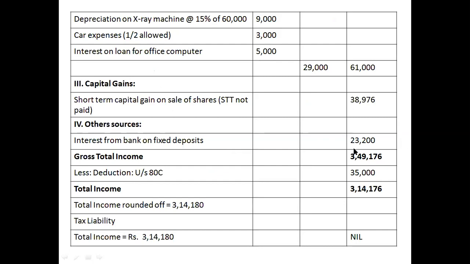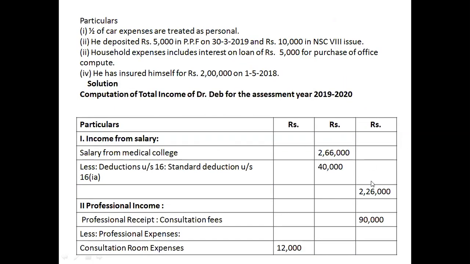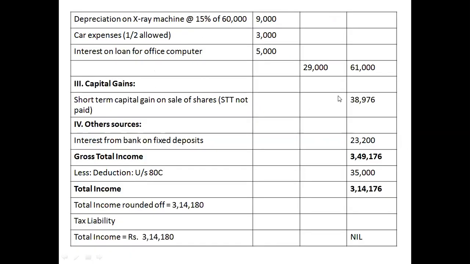So when you add all your income from heads, that is the income from other sources, we have 2,26,000 salary. Then you have your professional income as 61,000. Capital gain 38,976. Then you have your income from other sources 23,200. So you will arrive at your gross total income 3,49,176.